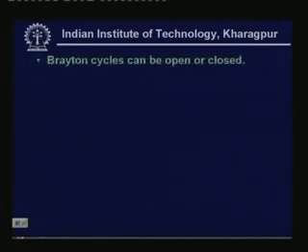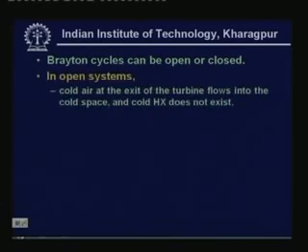Now, Brayton cycles can be open or closed. So far we have discussed a closed cycle. That means the same amount of air is flowing through the cycle repeatedly, but in actual case you can have an open cycle or a closed cycle. So, let us see what is an open cycle. In open systems, cold air at the exit of the turbine flows into the cold space and cold heat exchanger does not exist. That means what we do in an open system is air from the turbine is directly released into the cold space. For example, if you are using it for aircraft cooling, you directly release the cold air into the cabin of the aircraft.